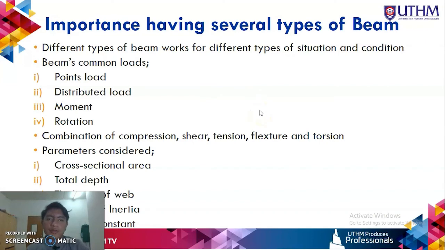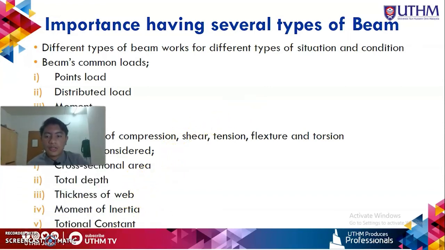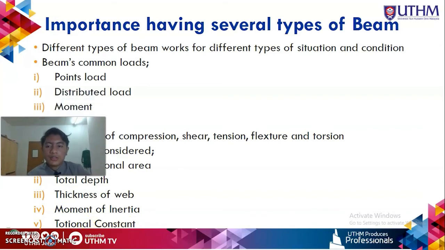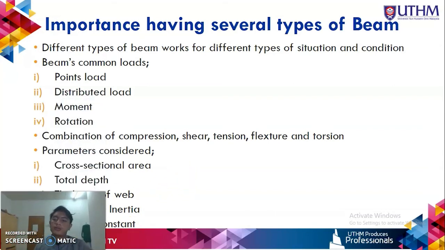There are a lot of important parameters that need to be considered before designing and analyzing a type of structural beam. These parameters include cross-sectional area, total depth, thickness of web, moment of inertia, and also the torsional constant. These are some of the important parameters that need to be considered by an engineer to build a safe structural beam, so that this structure can be subjected to maximum load with the appropriate type of support and does not fail and cause a catastrophic failure. So that is the importance of having several types of beam.